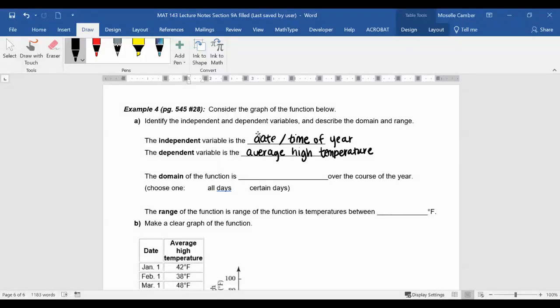Okay, so the domain we said was going to be, we're going to select either all days or certain days here. So like I said, because time works in a very fluid motion, we're going to be looking at all days and not just certain days of the year.